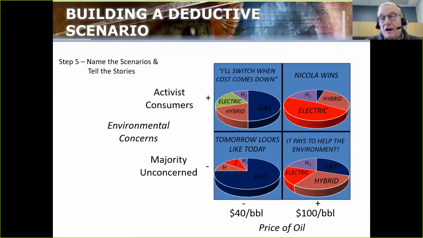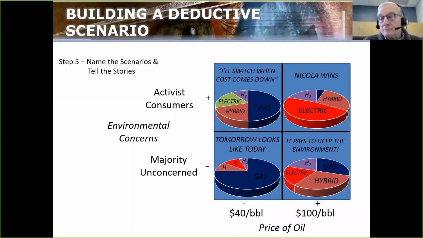If oil prices are high and everyone is really an environmental activist, Nikola Tesla wins. I mean, electric cars will dominate in that future. In the lower left, just the opposite happens. The price of oil is cheap. There's not much concern about the environment, or at least people don't want to spend to help it. I titled that one, tomorrow looks a lot like today. Oil is not that expensive. There is concern about the environment, but most people still don't want to really pay for it. In that environment, the internal combustion gas engine will continue to dominate.